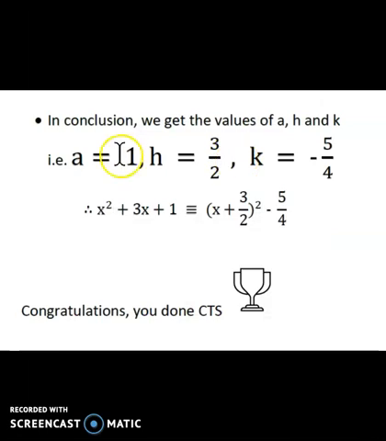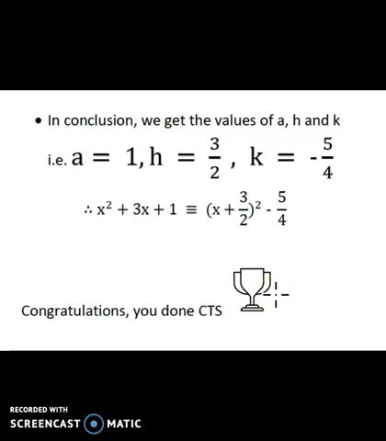So in conclusion, a is equal to 1, h is equal to 3 on 2, and k is equal to negative 5 on 4. Substituting this back into the formula we wanted, which is a open bracket x plus h to the square plus k, we get x plus 3 on 2 all to the square minus 5 on 4. Congratulations, you have now completed the square using the method of comparing coefficients.